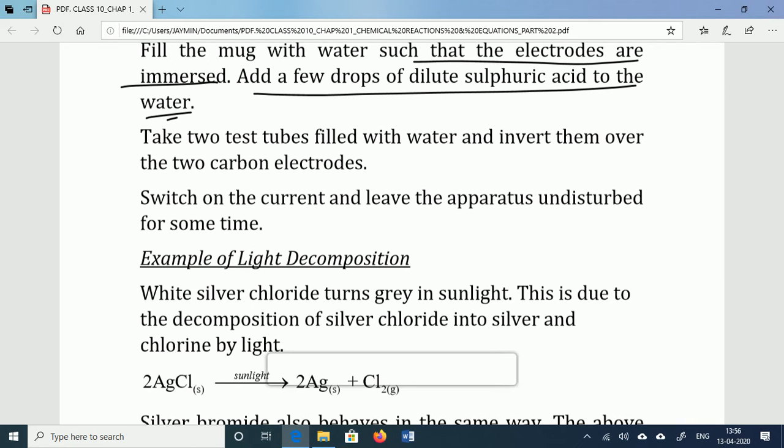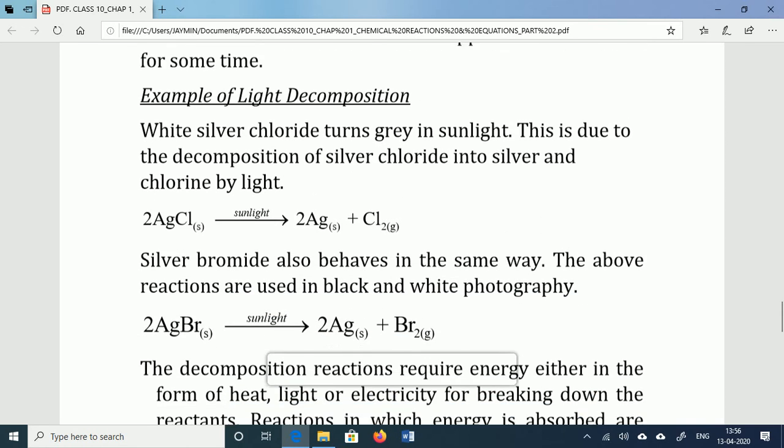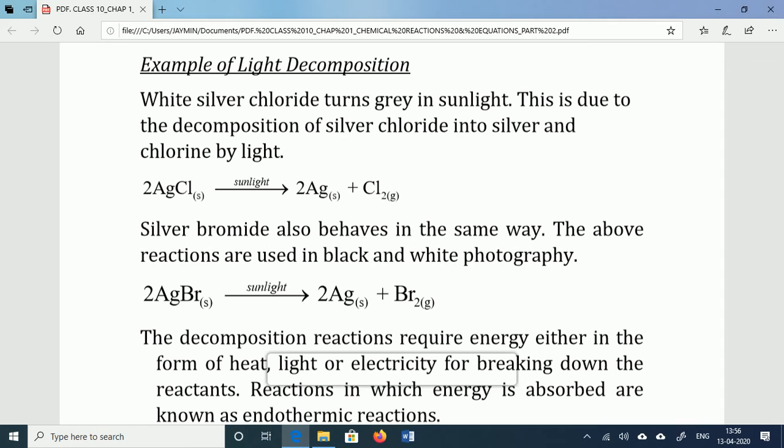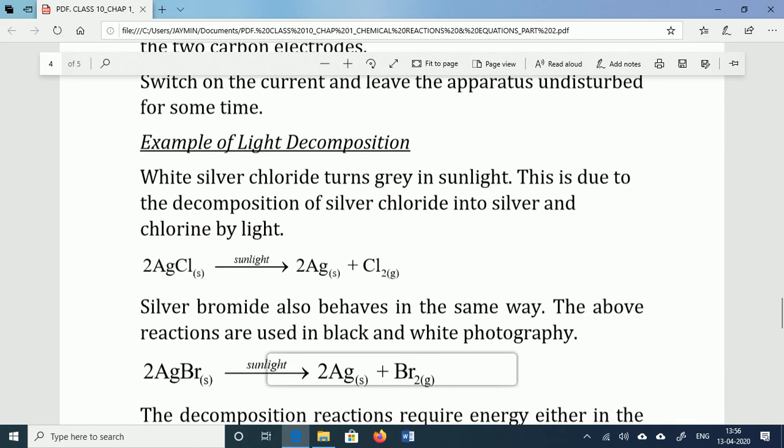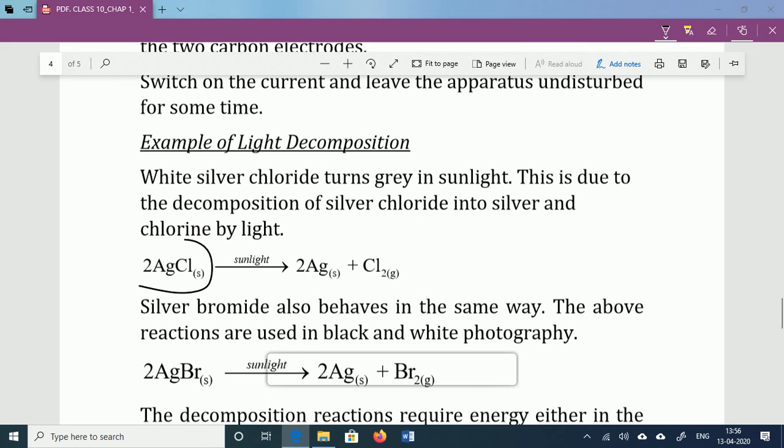Now the third decomposition process is the light decomposition process. In this decomposition, light is required. A simple example: suppose I take silver chloride in a watch glass, and I place this watch glass in an open area where sunlight falls. Definitely the color of the silver chloride changes, from white to gray.